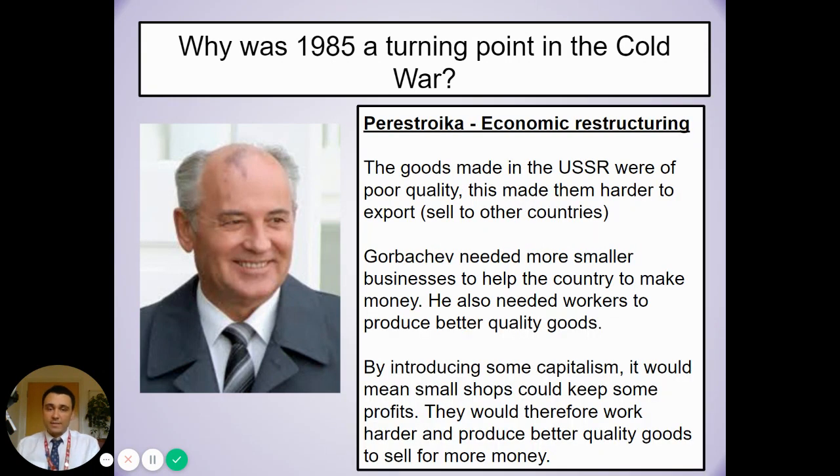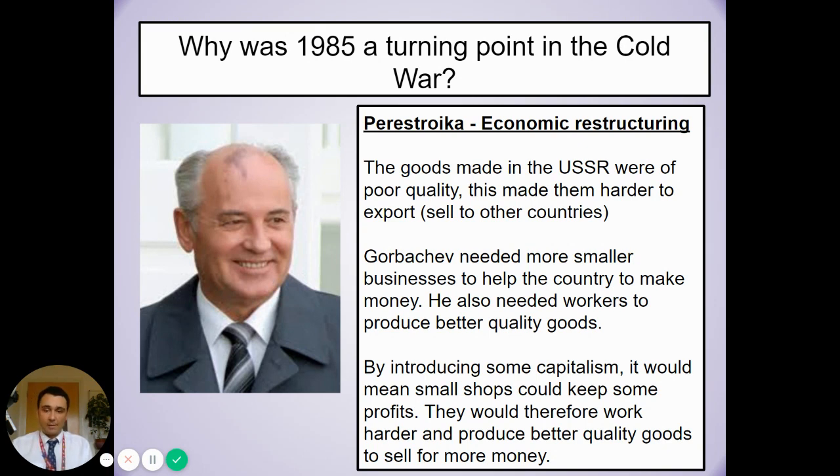He did this in two ways. Two Russian words that you need to know for the course. The first one is perestroika, which basically means economic restructuring. It's changing that economy around. And like I said, the goods that were made in the USSR were of a poor quality, and this had made them harder to export. By that I mean sell to other countries. People didn't want stuff that was made. Gorbachev needed more smaller businesses to help the country to make money, and he needs people to make goods of a better quality. And so he did the unthinkable.